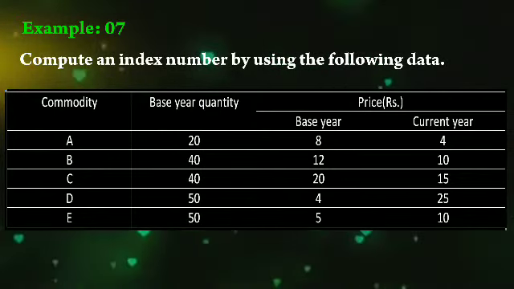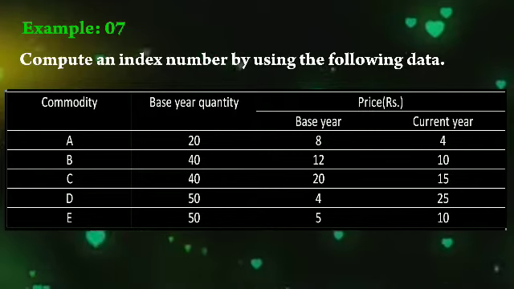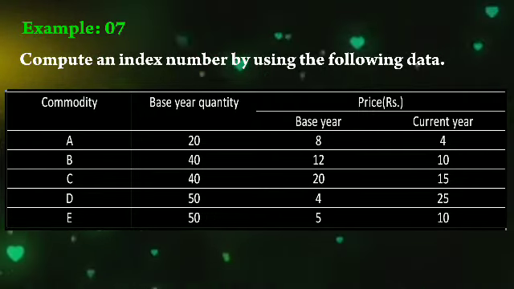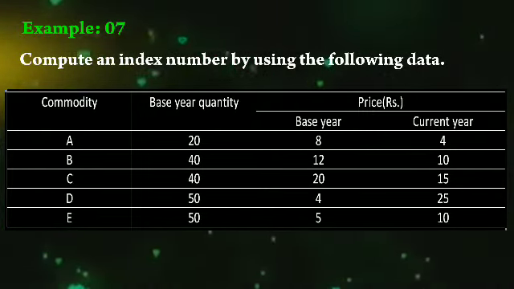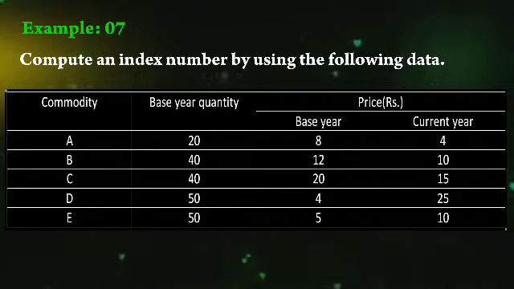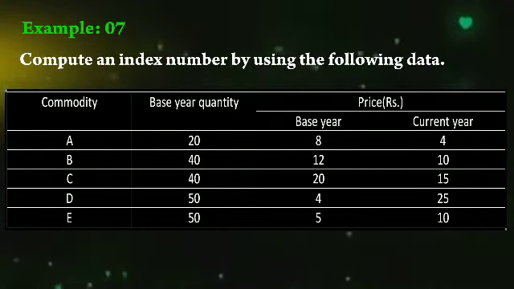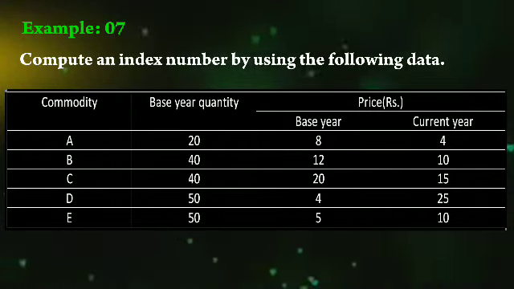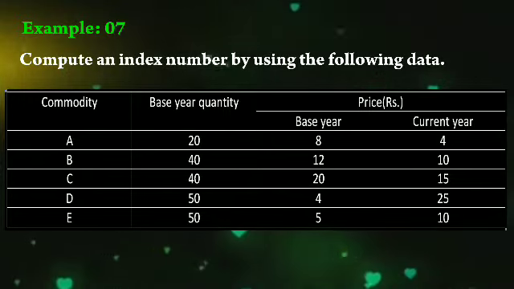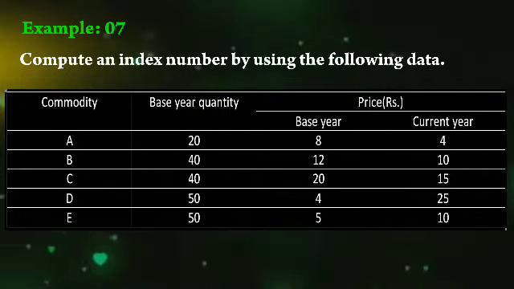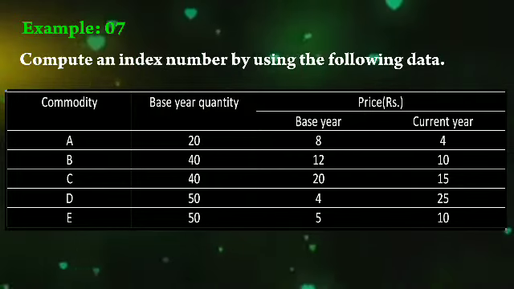For which index number will you consider only the base year quantity values? Is that Laspeyres price index number? For Laspeyres price index, as you know, it is sigma P1 Q naught divided by sigma P naught Q naught. So P1 and P naught are given along with Q naught, the base year quantity values. So based on the given data, you can compute Laspeyres price index number.